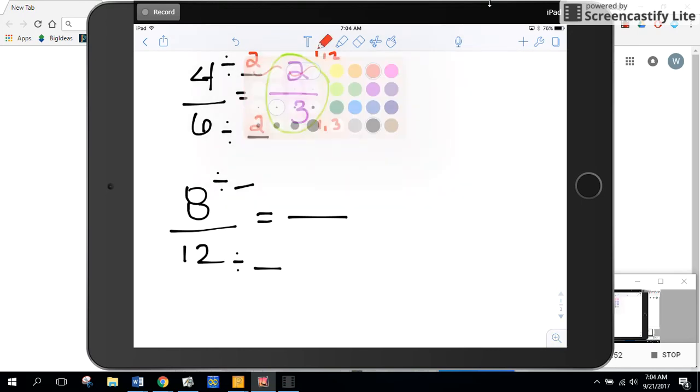So I could divide both of these by 2, or I could find that 8 and 12 have a bigger common factor of 4, and I could go ahead and divide them both by 4. But for fun, let's say you didn't recognize 4 was a common factor, but you saw 2 because they're both even. So let's say we did this. 8 divided by 2 is 4, and 12 divided by 2 is 6.